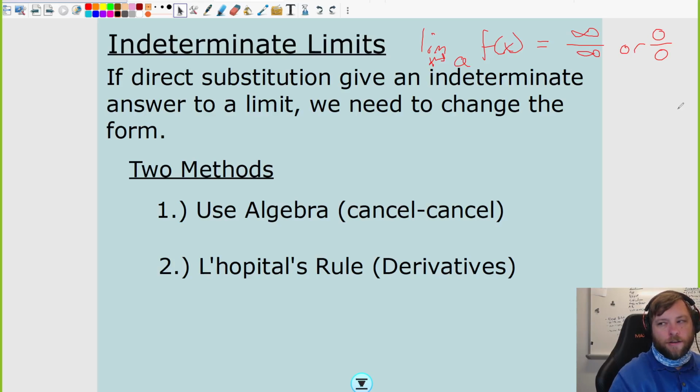I think we've done this a little bit already, so nothing's new. Maybe not. So indeterminate limits. Sometimes if we directly substitute in, we get indeterminate. So our two methods are using some algebra and you have to cancel things out, or L'Hopital's rule. And today is about L'Hopital's rule. Done algebra before, so I'll save that for later.